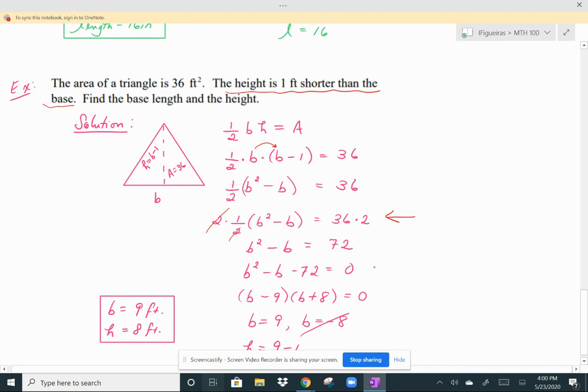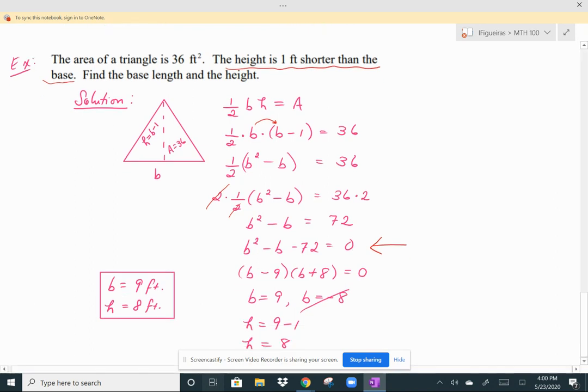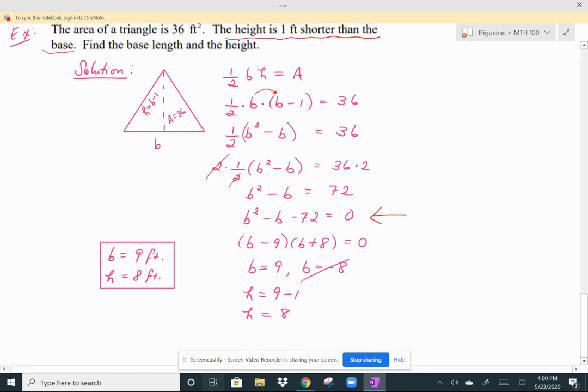So now we subtract 72 in order to put it in standard form. So I get B squared minus B minus 72 equals 0. Now I'm looking for two numbers that multiply together to give me negative 72. But when I add them, I get negative 1 because of the coefficient here. And so negative 9 and 8 will work. Here you get that B is equal to 9 or B is equal to negative 8. Again, you can ignore the negative 8. You cannot have a negative dimension.